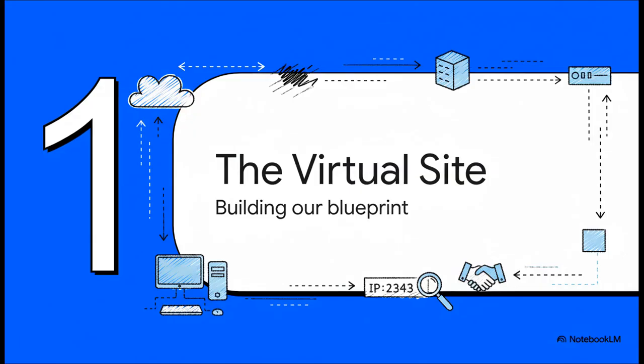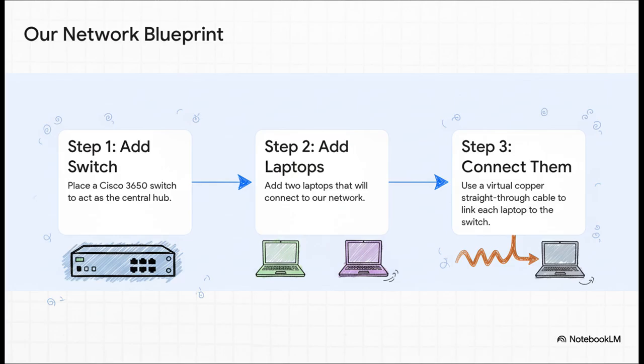All right, first things first. We need to lay out our components. Just like an architect draws up a blueprint before the first brick is laid, we're going to create the map of our network right inside Packet Tracer. And it's really simple. Just 3 steps. First, we'll drop in a switch. That's going to be the central meeting point for our network. Then we add 2 laptops. And finally, we'll connect each laptop to the switch with a virtual Ethernet cable. And just like that, our basic layout is done.